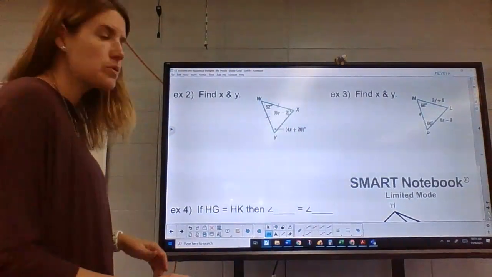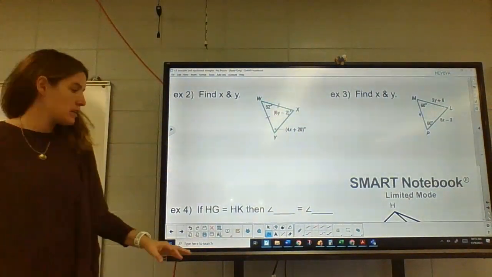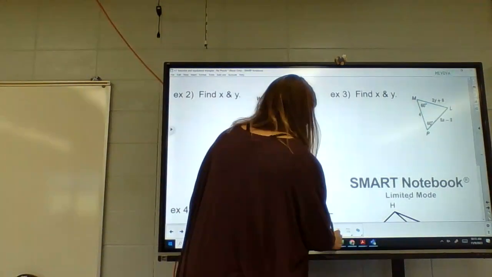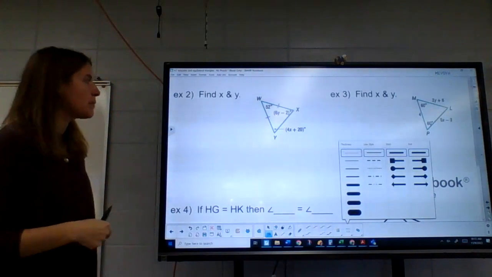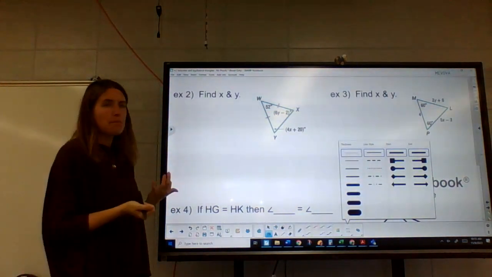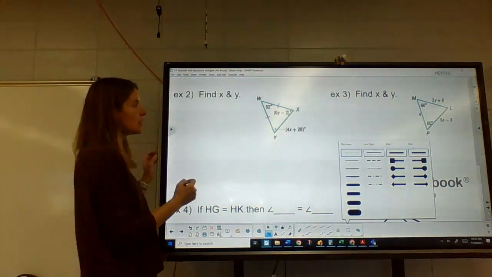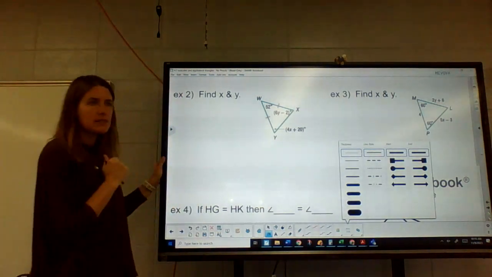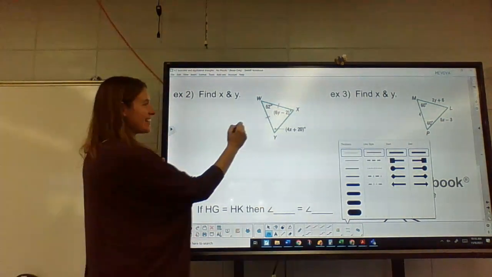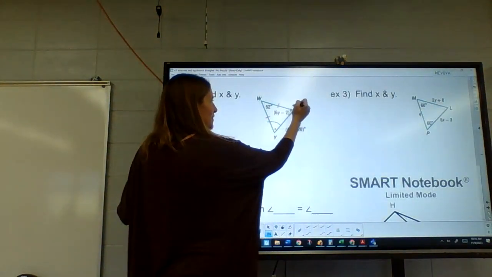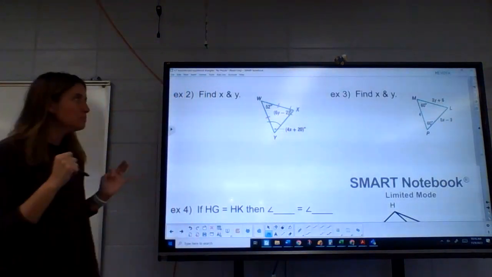So in this first one, what kind of triangle is this? Isosceles. So this is similar to the example we did up on the other side of the paper. If it's isosceles, the base angles are equal. So that means which angles are going to be the same? X and Y, thank you. That's probably the best way to describe them. X and Y are going to be equal.